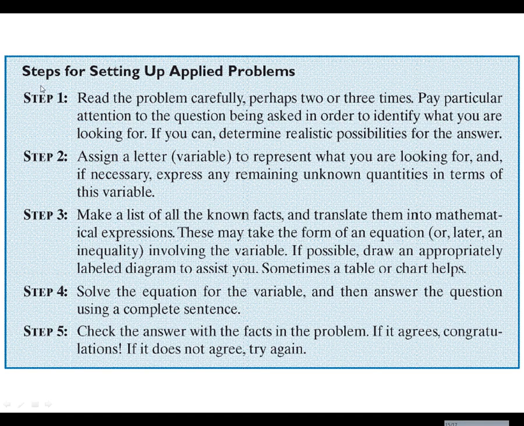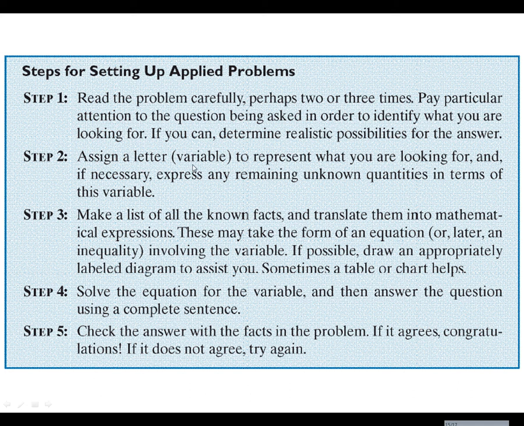So, 5 steps in doing the applied problems, our word problems. First, we've got to read very carefully. Sometimes you got to read 2 or 3 times. Really pay attention to the question being asked, and really pay attention to what you're trying to solve for, what you're looking for. If you can, determine realistic possibilities for the answer, this is important. Sometimes, based on reading the question, you know it can't be negative, or you know it has to be smaller than 10, or something like that. It depends on the question, but if you can, figure out what your range of possibilities are.